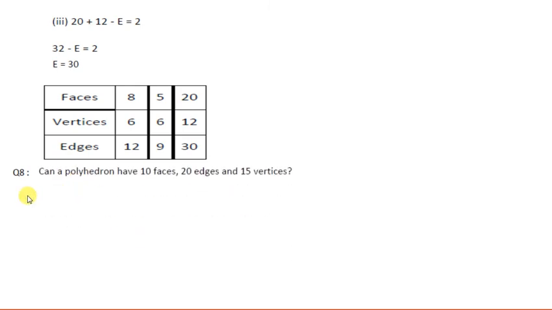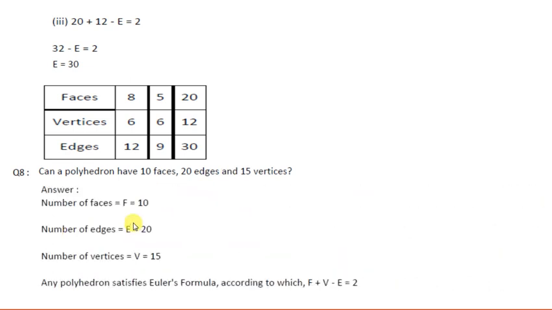Now this is the 8th question. Can a polyhedron have 10 faces, 20 edges and 15 vertices? क्या किसी पॉलीहेड्रन में 10 फेसेस, 20 एजेस और 15 वर्टिसेस हो सकते हैं? तो हम चेक करेंगे कि यूलर्स फार्मूला अगर इसके लिए वेरीफाइड हो रहा है तो इट इज़ पॉसिबल, अदरवाइज नॉट.